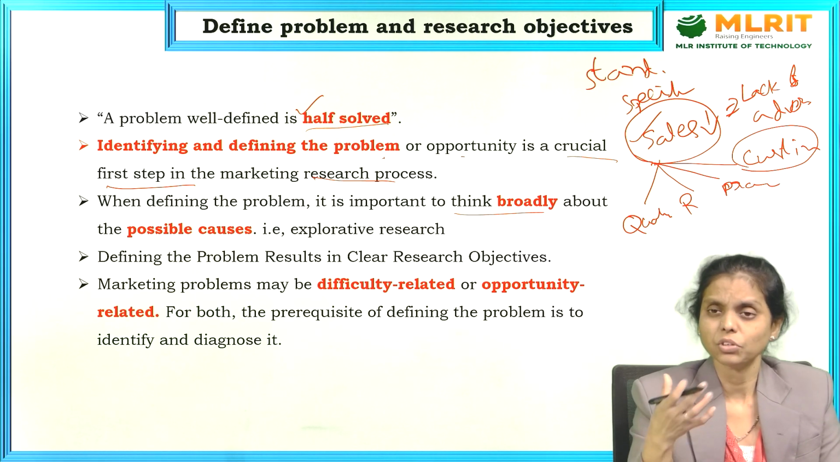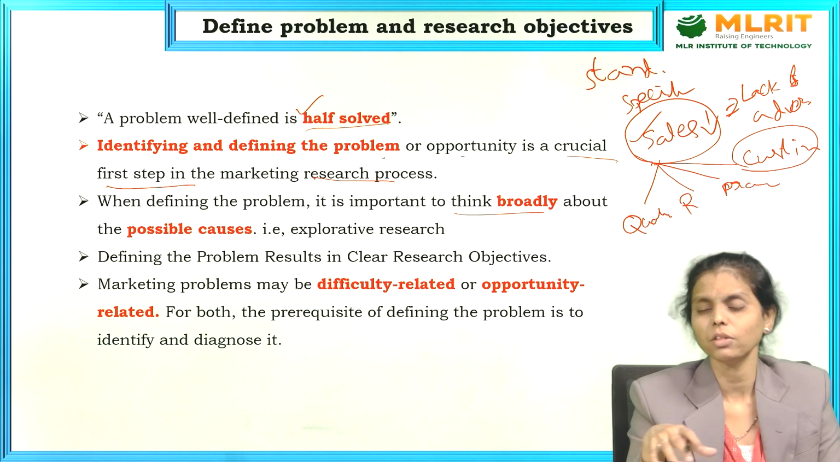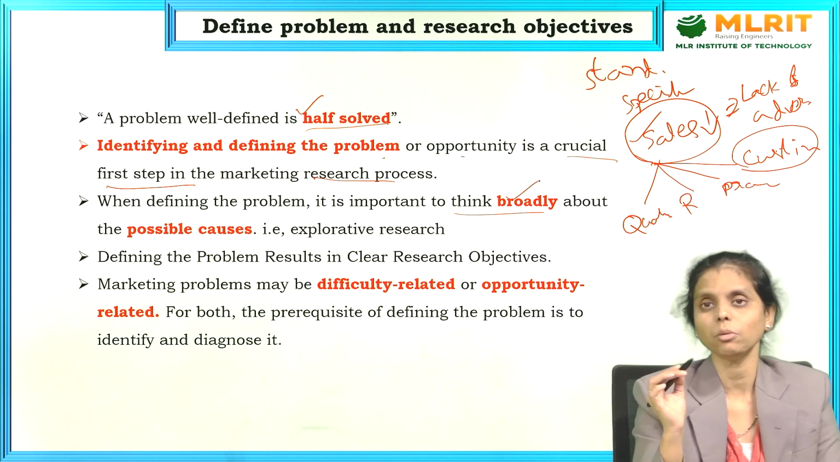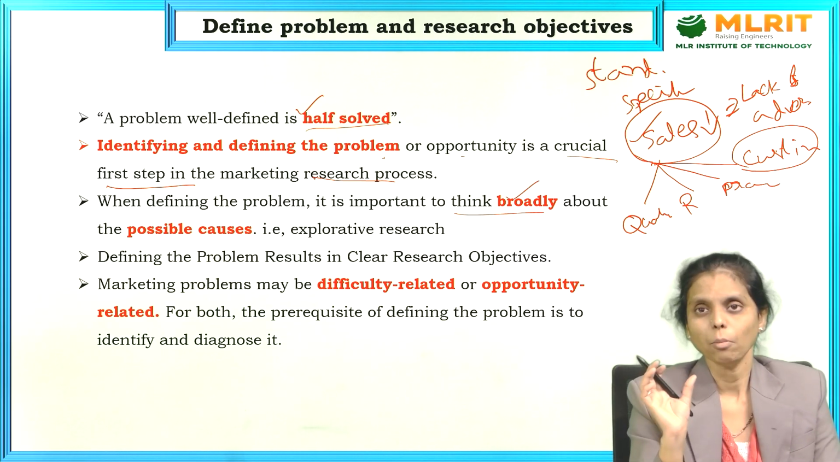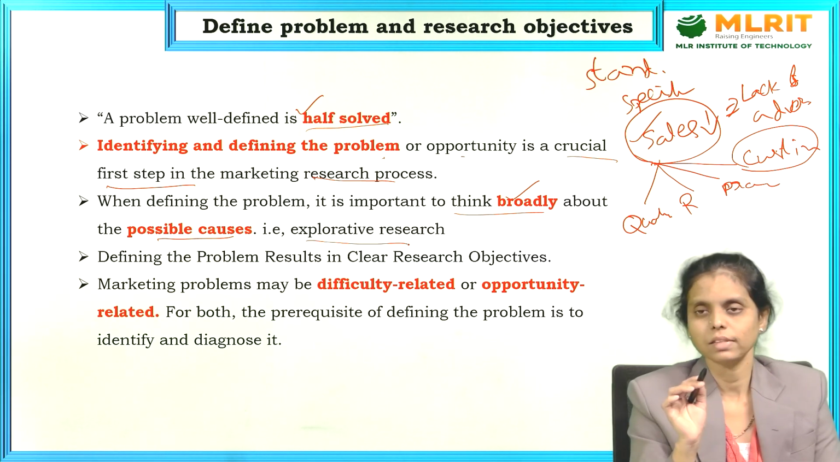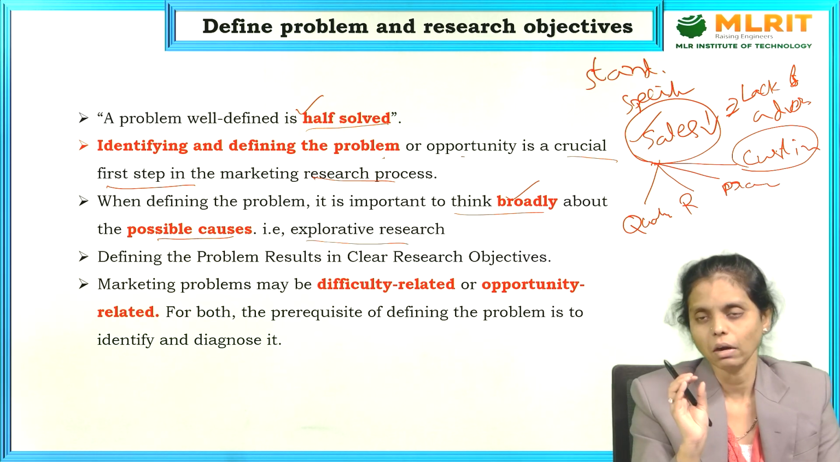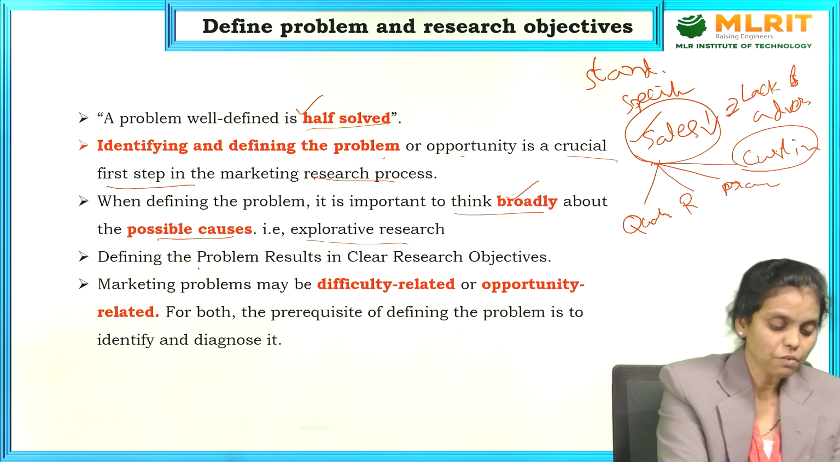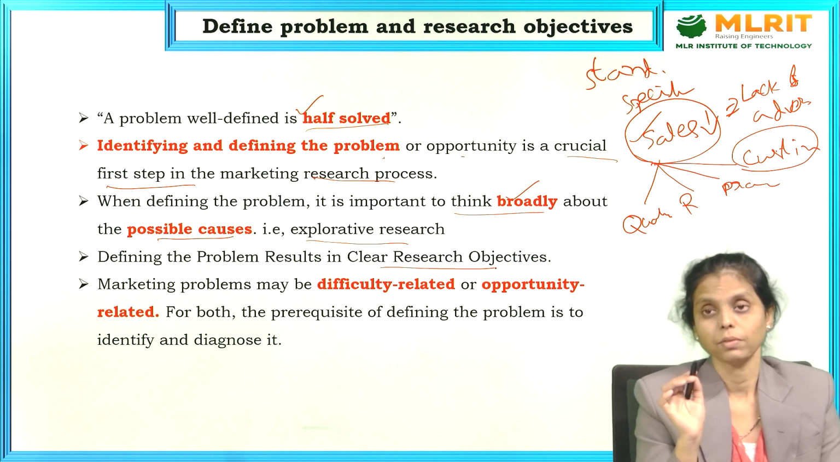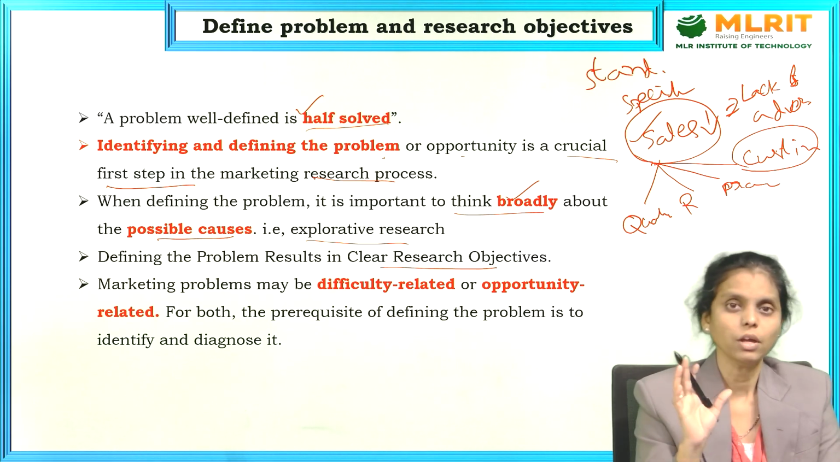In that case, can we do anything by changing advertisement cost expenditures? Means no. So in order to trace out the reason, what do we need to do? Define the problem in a clear and broad sense. About possible causes, exploratory research can be conducted in order to find out the root causes. Defining the problem results in clear research objectives. So whenever we have defined our problem in a clear sense, the objectives will be very clear.